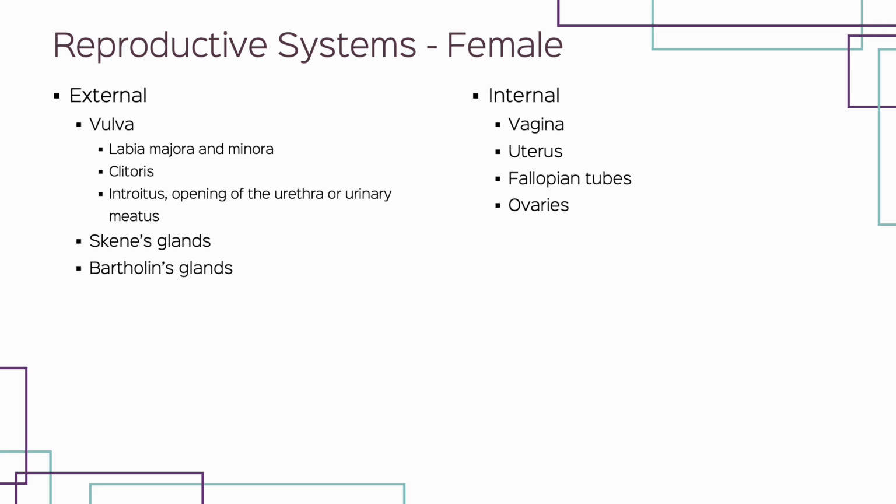The fimbriae near the ovaries will capture the eggs at ovulation as they make their way into the tubes and into the uterus. The ovaries are the actual egg-forming reproductive organs, and they also produce hormones related to the female reproductive cycles, making them part of both the female reproductive and endocrine systems.